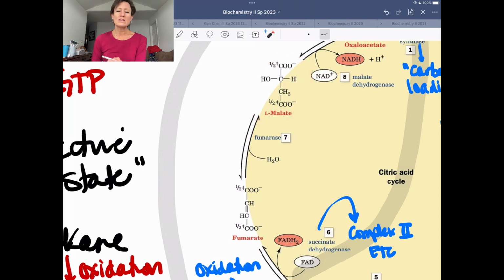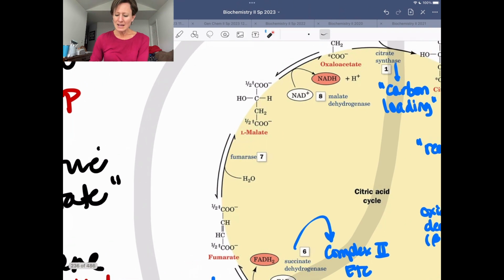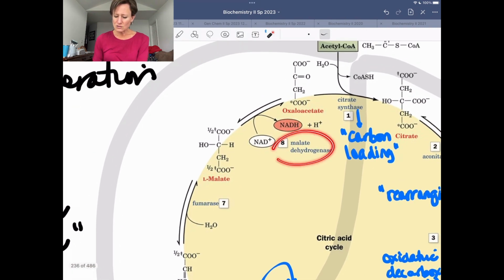You don't really need to know the details of this, but remember, enzymes can do things stereospecifically. So notice that this is a trans alkene that we have here, and we have stereospecific and regiospecific addition of that OH group to a specific carbon, and we generate L-malate. I just need you to know that it's malate. And then the last step is malate dehydrogenase, which oxidizes this alcohol to a ketone, generating oxaloacetate, regenerating the metabolite that we need to continue this cycle.